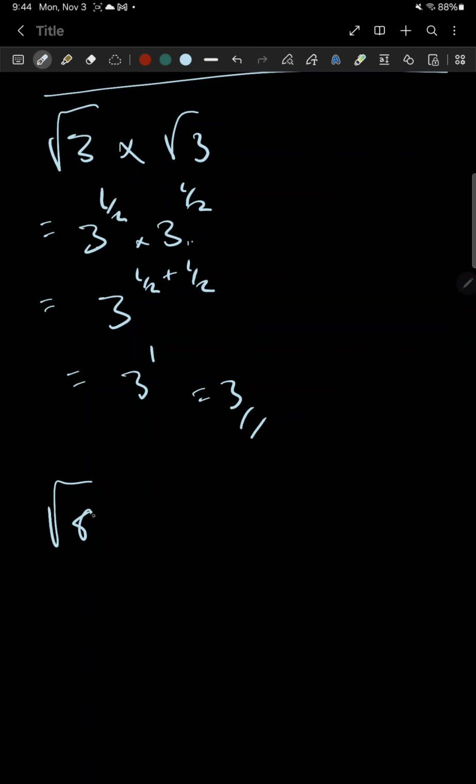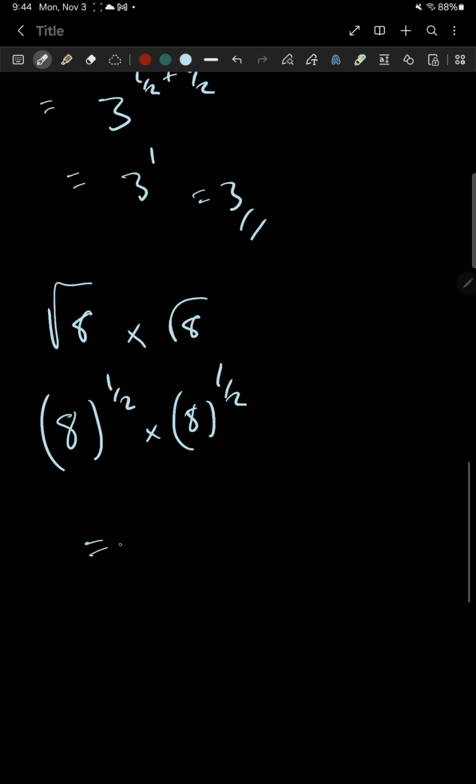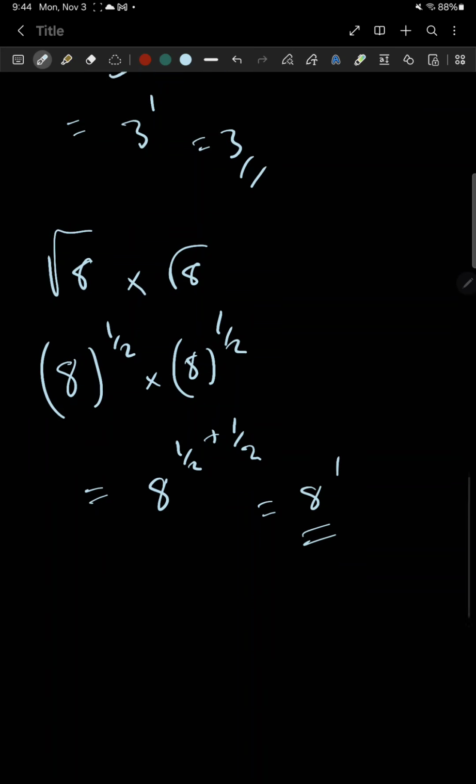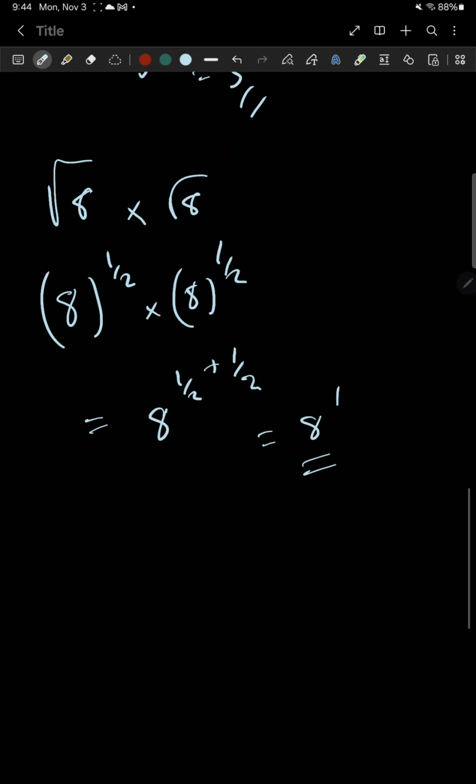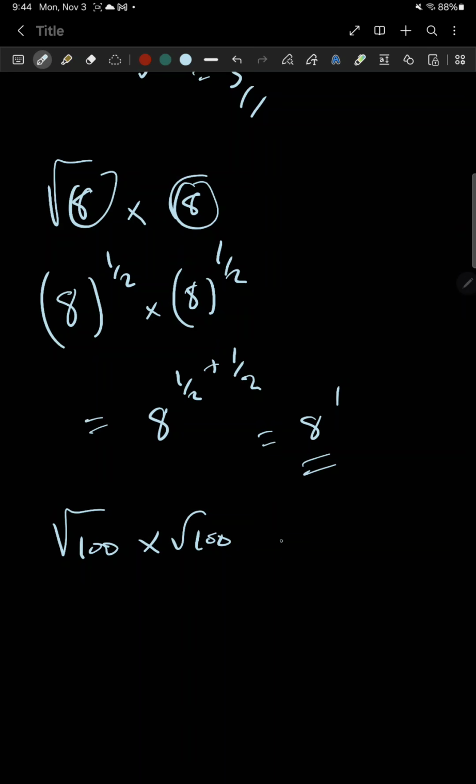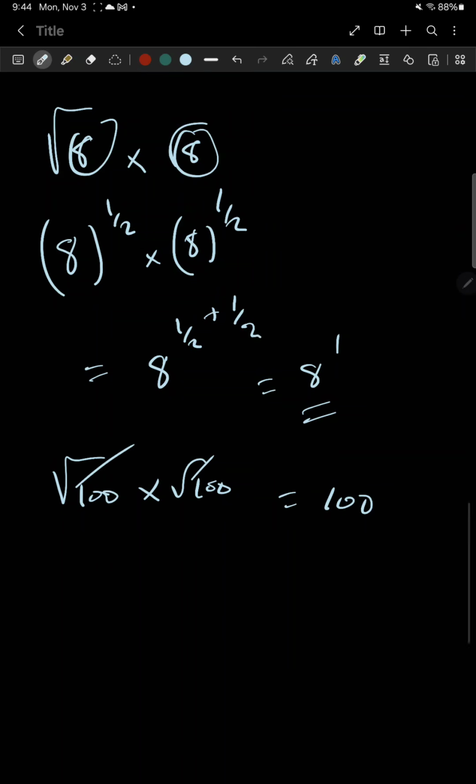Another example is the square root of 8 times the square root of 8. Square root means half, so it will be 8 to the power half times 8 to the power half. Half plus half is 1, so the answer is 8. In other words, when you multiply two square roots, the square roots will cancel, provided what is inside is the same. The square root of 100 times the square root of 100, the answer is 100, because the square roots cancel.